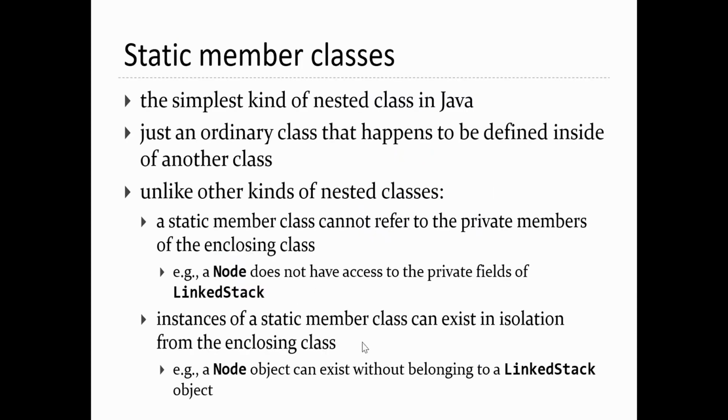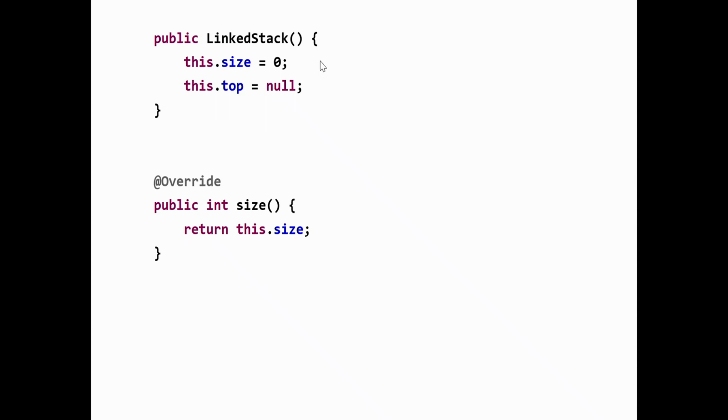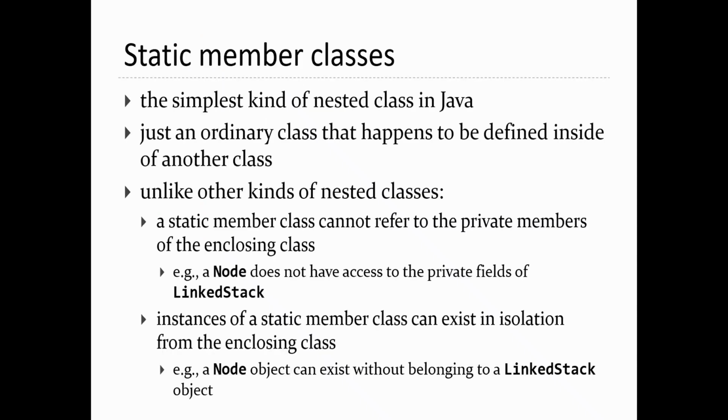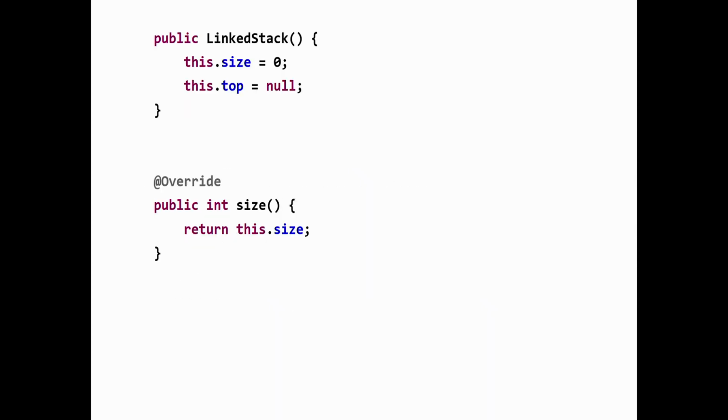Now, what does that mean? It means that you can have an instance of your nested class that exists in isolation from the enclosing class. I can make a node, and that node does not necessarily belong to any linked stack object. The node class is completely separate from linked stack. Any questions so far? So we're just going to use node as though it was a regular class.